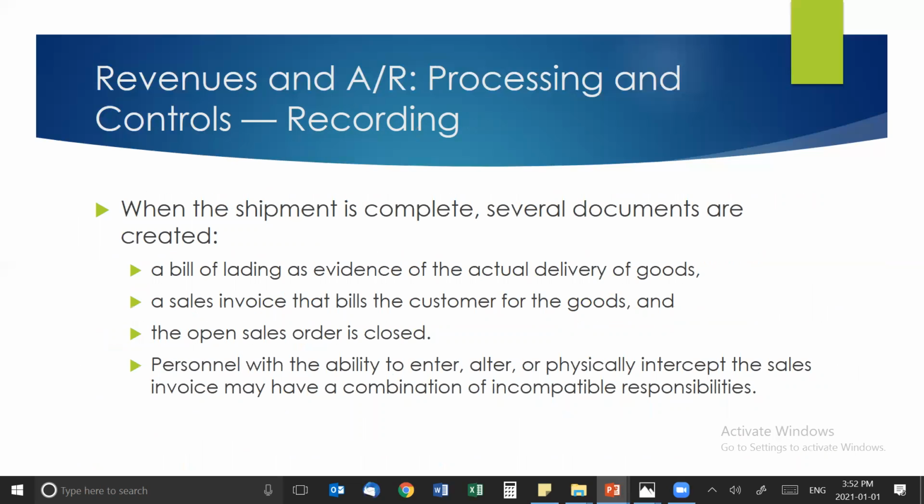And then the recording. When the shipment is complete, there should be several documents that are created. A bill of lading, which shows evidence that the goods have actually been delivered. A sales invoice that bills the customer for the goods. That open sales order should be closed. Somebody who has the ability to enter, alter, and physically intercept the sales invoice may be able to put a higher number or a lower number. Maybe they put a lower number because their friend is the one buying the inventory or something like that. So you want to make sure that duties are segregated, so no one person is doing everything.